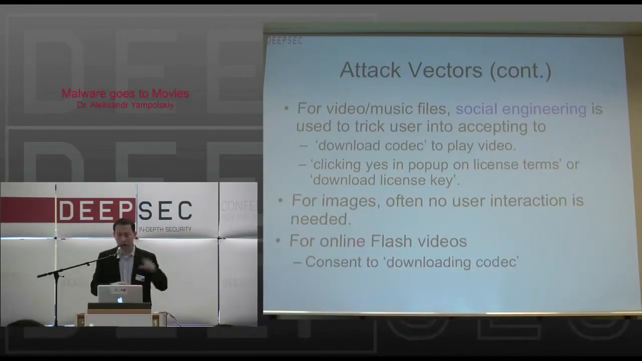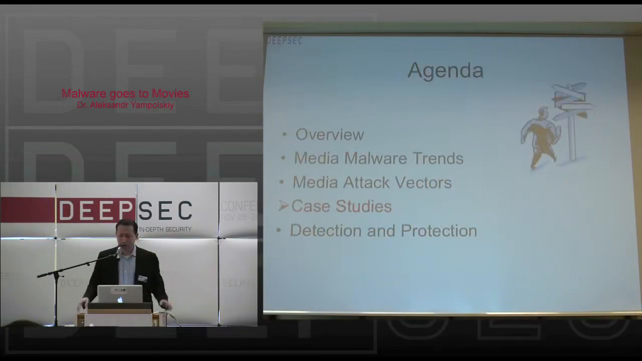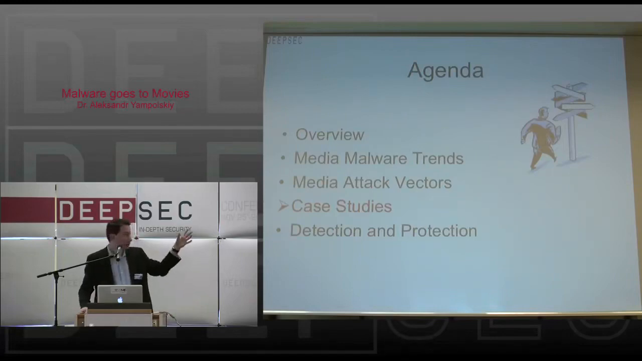For images, when you view a malicious image, no user interaction is needed, so you don't need to click anything. It could just take over your computer. For online Flash videos, typically some user interaction is needed as well, so you also need to consent to doing something. So let's look at specific case studies, and it's going to be a little bit more lucid after you look at the specific case studies of how these things work.